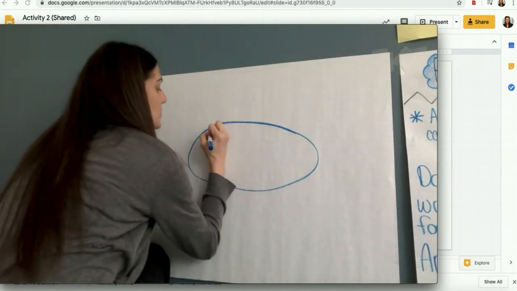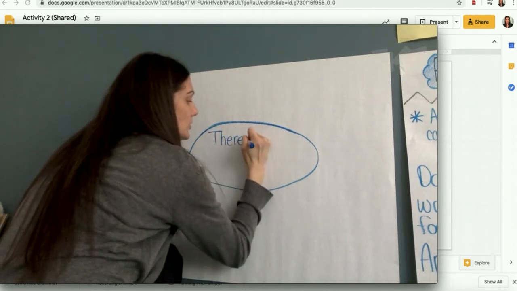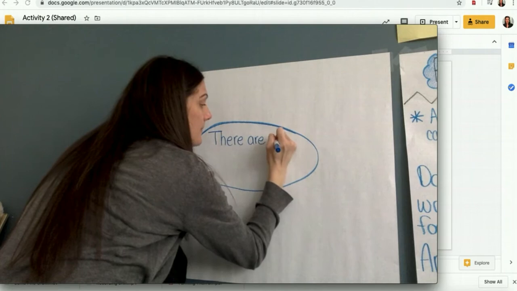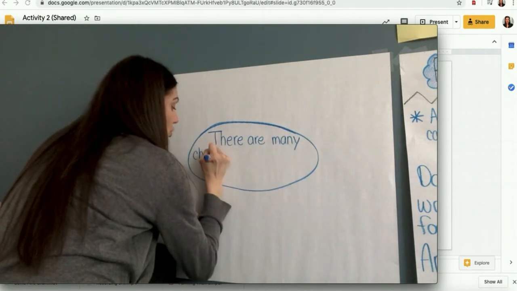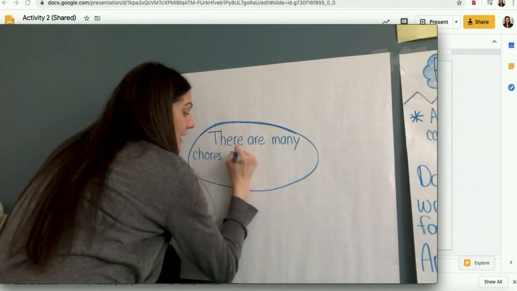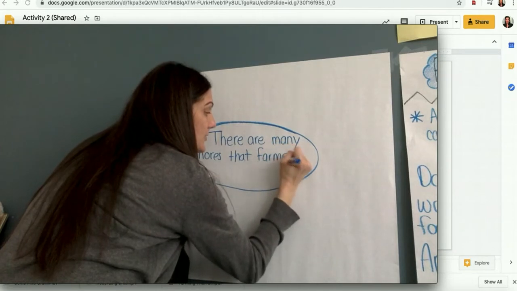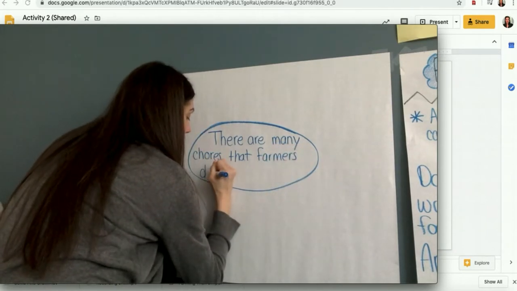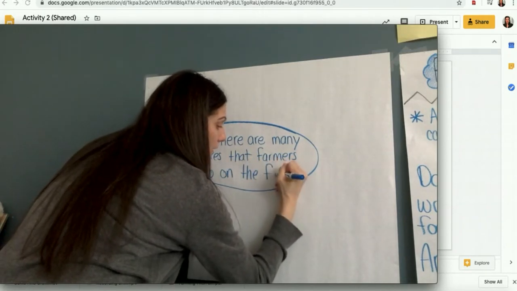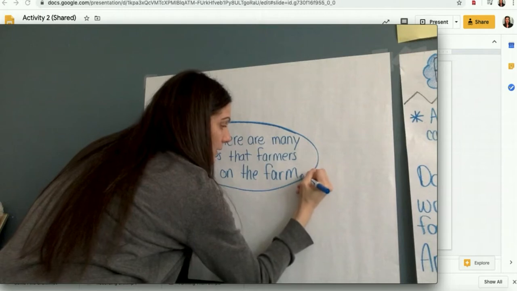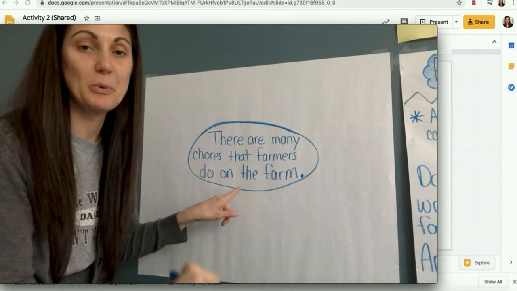Okay. So there are many chores that farmers do on the farm, period. Okay, there is my main idea. There are many chores that farmers do on the farm.